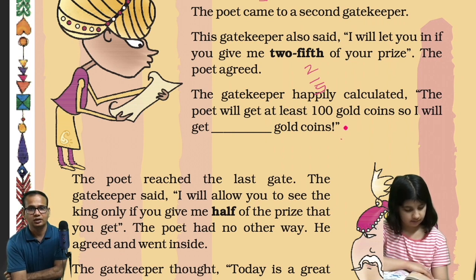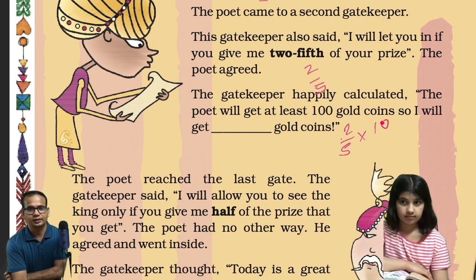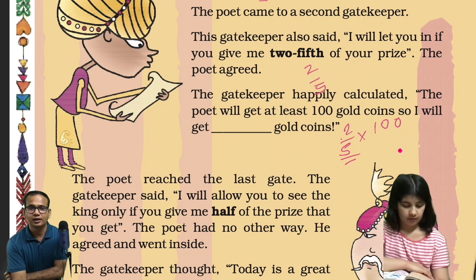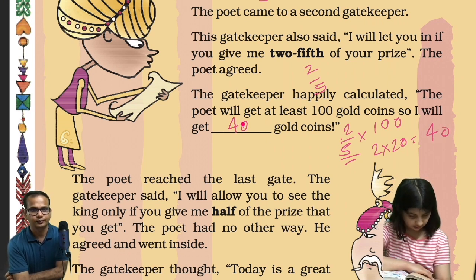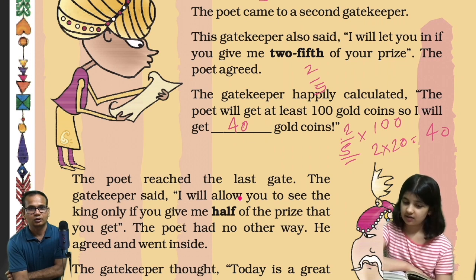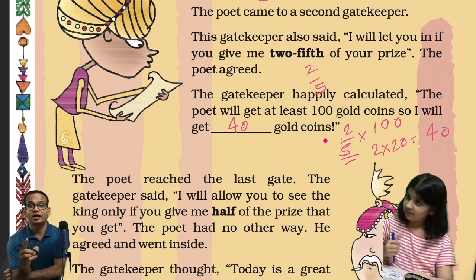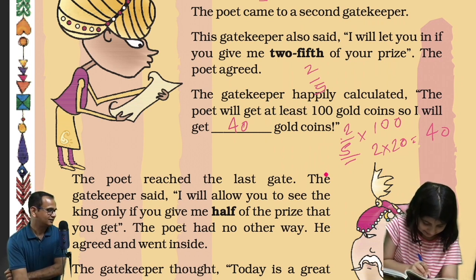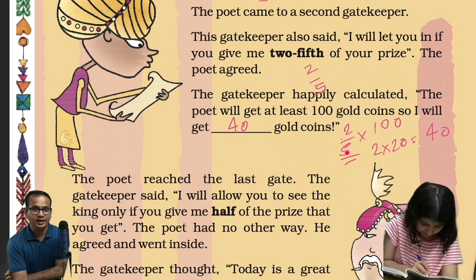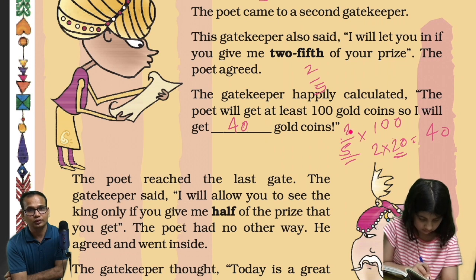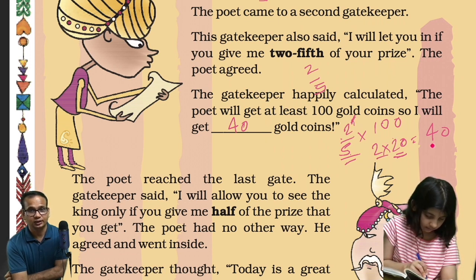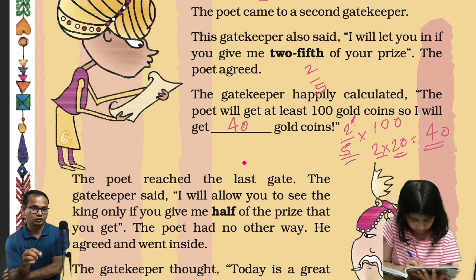So divide 100 by 5. How much will you get? 20. And multiply 20 by 2. You will get 40. So 40 gold coins. 40 gold coins or 20? Avisha's answer came out wrong. First divide 100 by 5, which gives 20. Then multiply 20 by 2, because the numerator is 2. So how much? 40. So 40 gold coins.